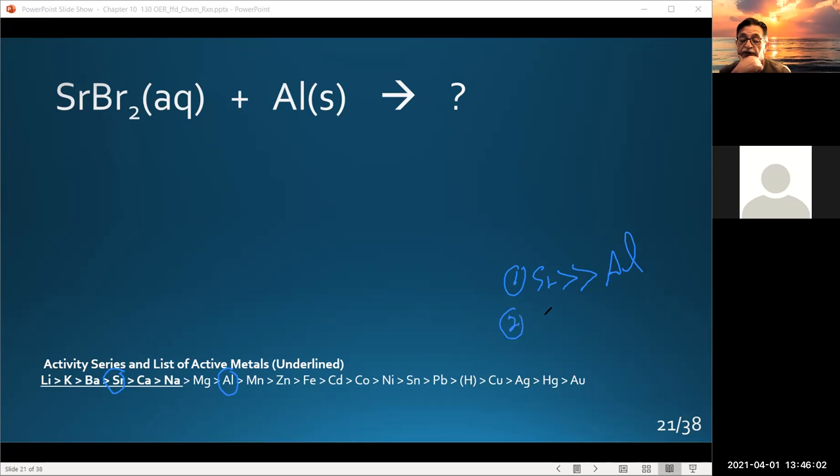Step number 2: strontium is in ionic form. It is an ionic compound, in the form of strontium bromide. Therefore, the most reactive metal is already a compound. It's no longer in elemental form. Therefore, guess what? We get no reaction. No reaction.